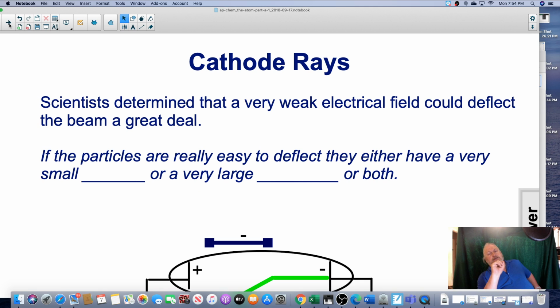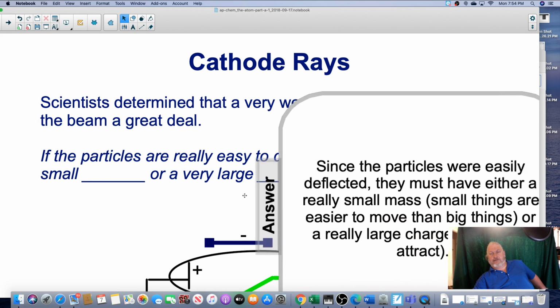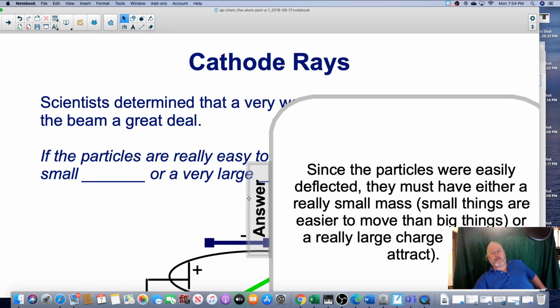So, scientists determined that a very weak electrical field could deflect the beam a great deal. If the particles are really easy to deflect, they either have a very small what? Or a very large, or both. Well, they would either have to have a very small mass, because it's easier to move something small if you're big, or a very large charge, because opposites would attract.